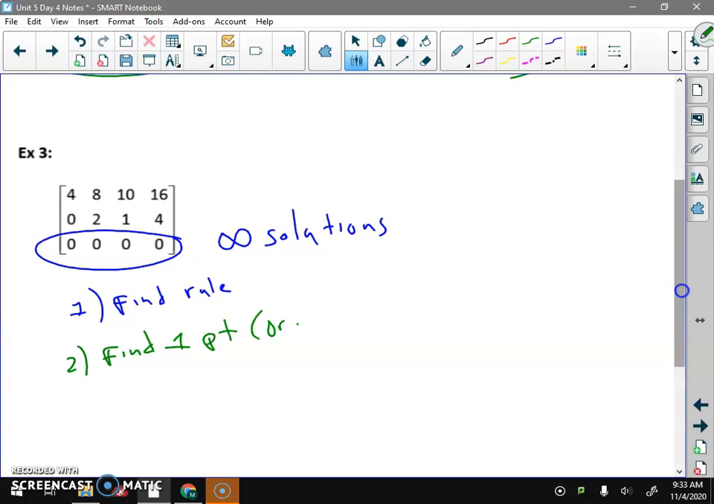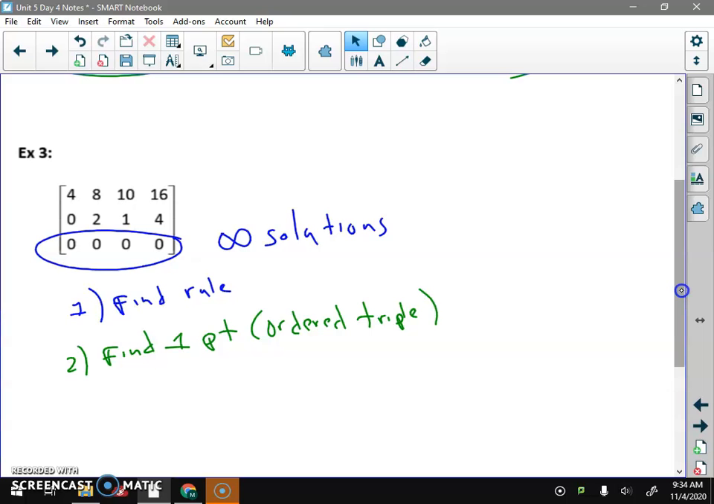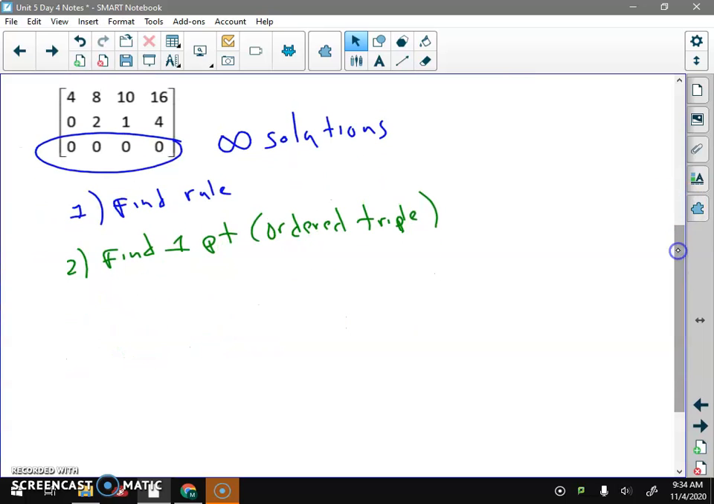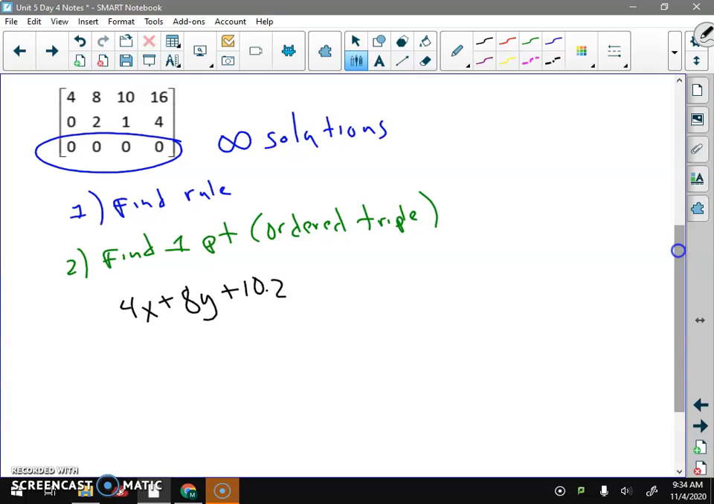or an ordered triple. 1 specific set of numbers that follow that rule. How do I do that? Here's how. If I put the variables back in to that top equation, it says 4x plus 8y plus 10z equals 16. The second one, 2y plus z equals 4.